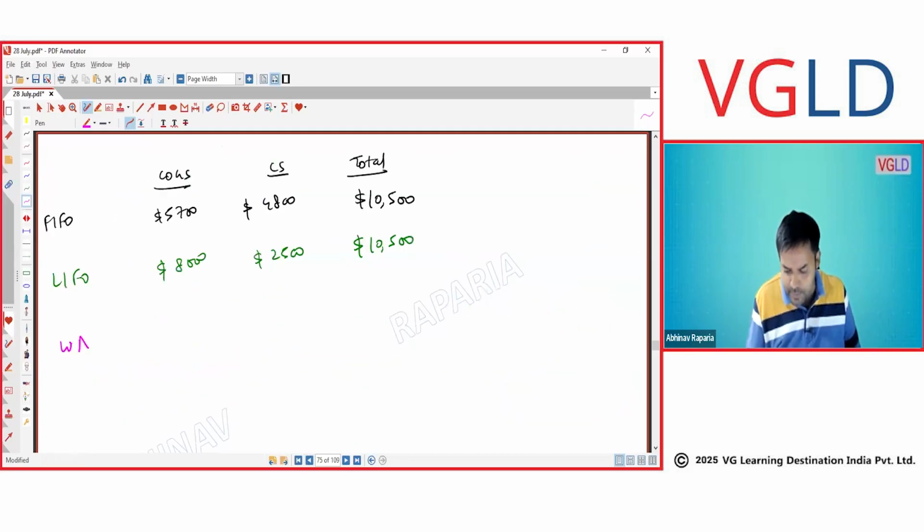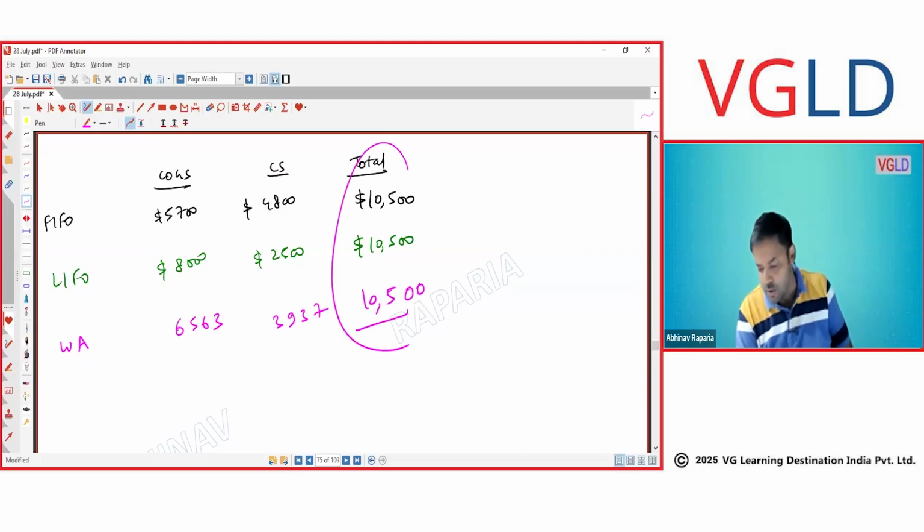Weighted average is 6563 at 39. Total should match. It always matches. It's just a cross check point for you so that you're not committing any mistake. I hope it is okay.